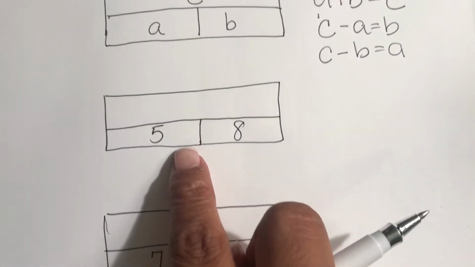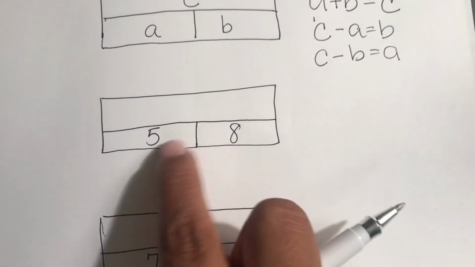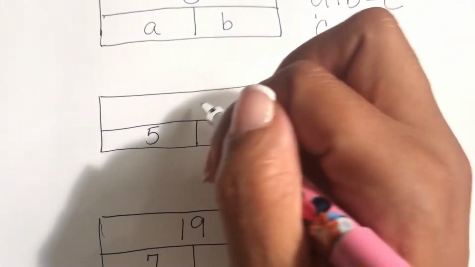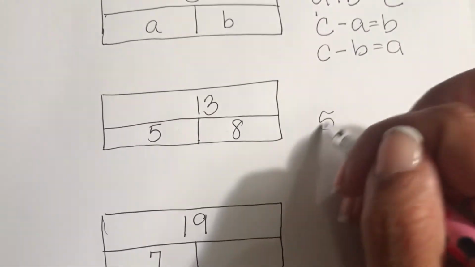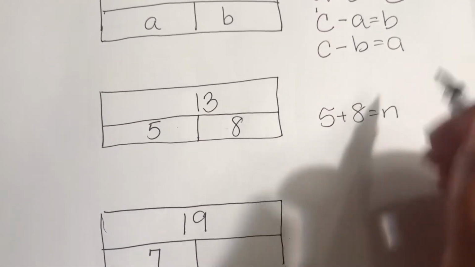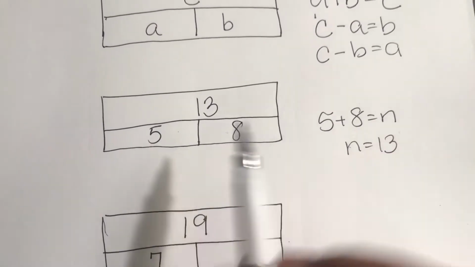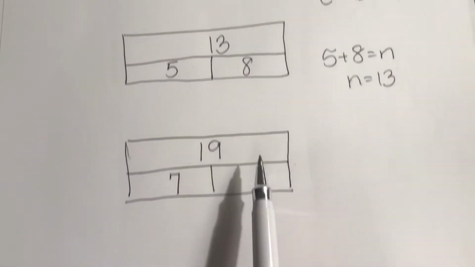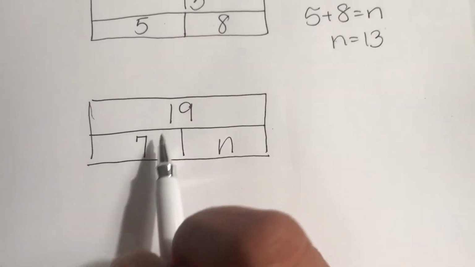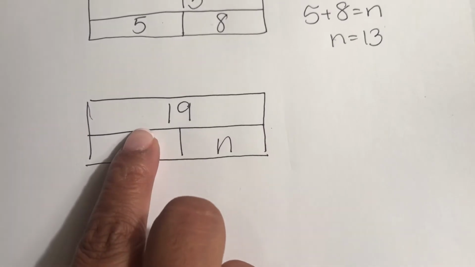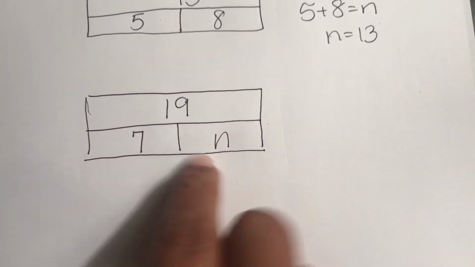So for example, here's a double bar model and I have a 5 and an 8, and if I add them together, 5 and 8, I'm going to get 13. So I can just add them together to figure out the missing number, and of course my missing number has to be 13 because that's the only thing 5 and 8 can add up to. Or if I know my total is 19, and I know this part is 7, what does this other part have to be to give me 19?